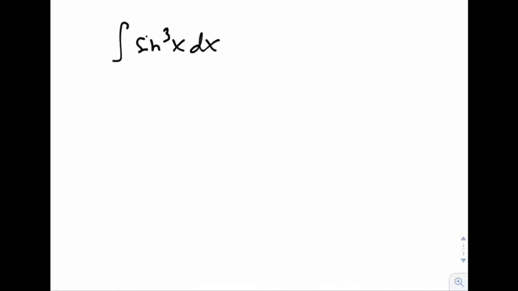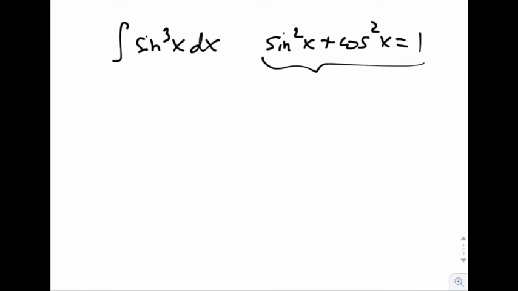What do I do? Well, one of the things I can remember is that there's this handy little Pythagorean identity that says sine squared x plus cosine squared x equals 1. And remember, that's actually derived from the Pythagorean theorem, so it's called the Pythagorean identity. Now, the nice thing about this is it involves sine and cosine. It relates them together. So what I'm going to do is take the expression I've got here for sine cubed of x and break it apart into two pieces so that I can have both a sine and a cosine involved in the expression.